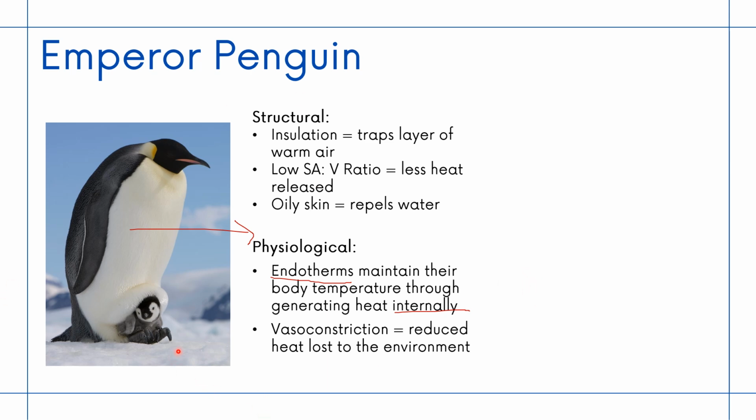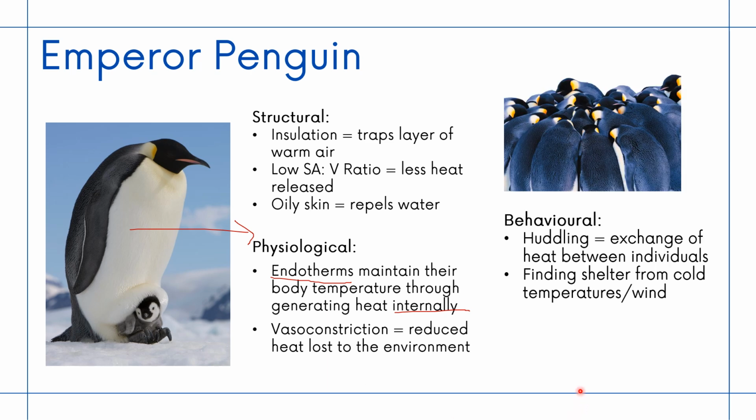Because if, for example, we had a lizard that relies on the sun to heat it up, it would not survive in this cold environment because it is not adapted to this cold environment. We also have vasoconstriction, so this is when the blood vessels become thinner and smaller. Again, this has the opposite effect of what we saw in the hot environment, in that it minimizes the amount of heat lost to the environment.